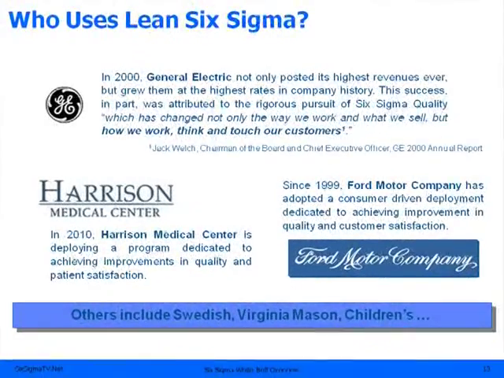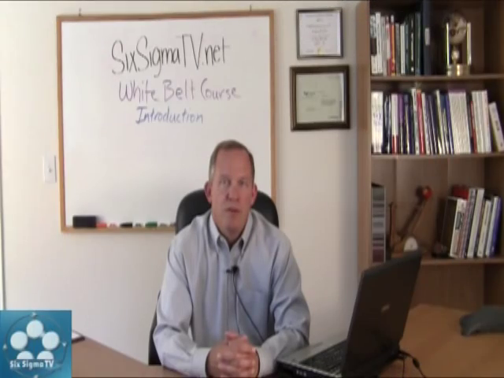Who uses Six Sigma? This slide shows you a few. GE, General Electric, the meatball, that's where a lot of this started, even though Motorola gets credited for the ones that started Lean or Six Sigma, and actually achieved Six Sigma. They're the ones that started it, but GE is the one that made it popular.